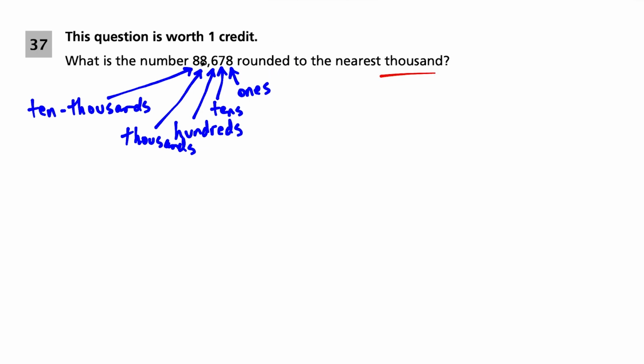So the first thing I do is look for the number in the thousands place, and that's an 8. Then when we're rounding, we want to look to the right of the number we highlighted. So we're looking to the right, and notice that it's a 6.